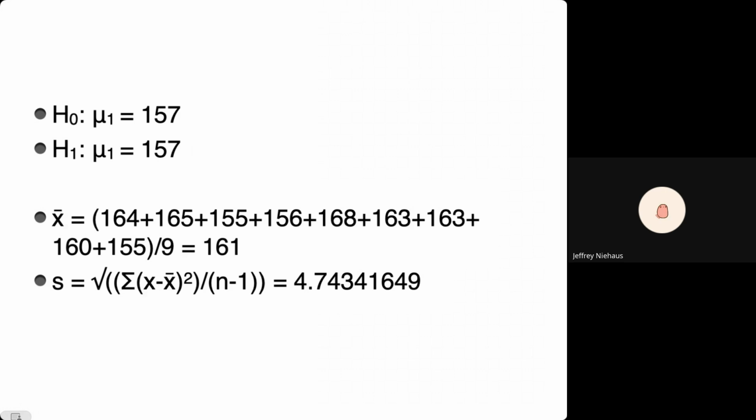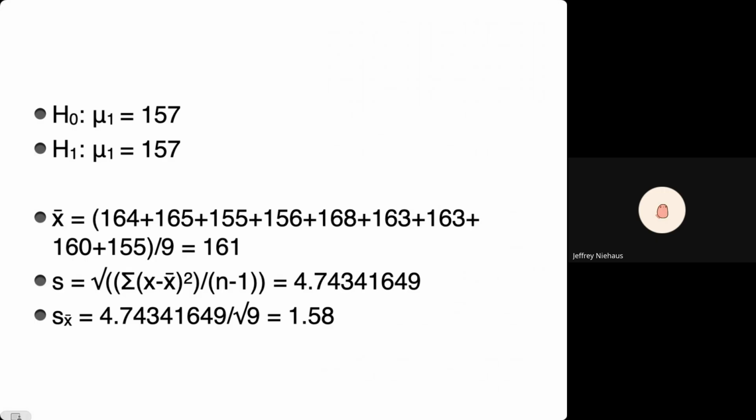4.74341649. Then, in order to get ourselves ready for the hypothesis test, we get the standard error. Taking sample size into account, how much error will there be between samples of 9? This then is the standard deviation divided by the square root of the sample size, 9. That gives us a 1.58.